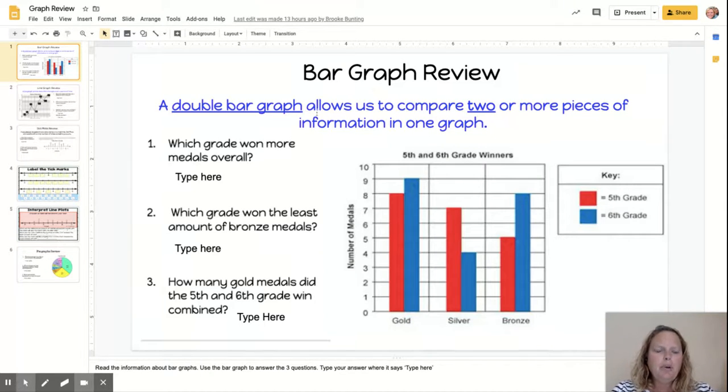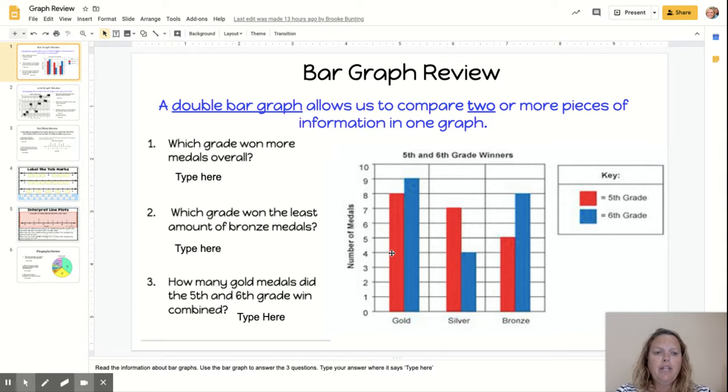A double bar graph allows us to compare two or more pieces of information. So you've got fifth and sixth grade winners and the number of medals. So you want to see who did better in fifth or sixth grade. So we're using this double bar graph. So you're going to have to do some math and do some comparing here. Which grade won more medals overall? You're going to have to add.